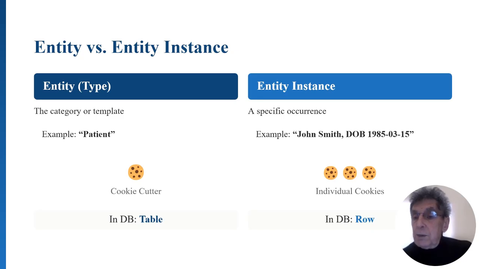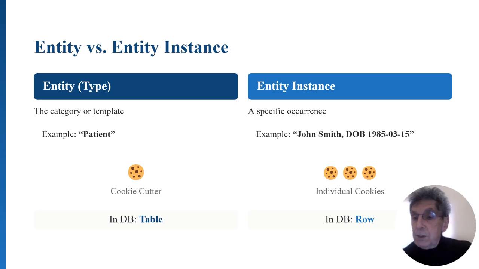Here's an analogy that helps. Think of a cookie cutter versus individual cookies. The entity is the cookie cutter. It defines the shape. Entity instances are the individual cookies that you cut out. Every cookie has the same basic shape, but each one is distinct.